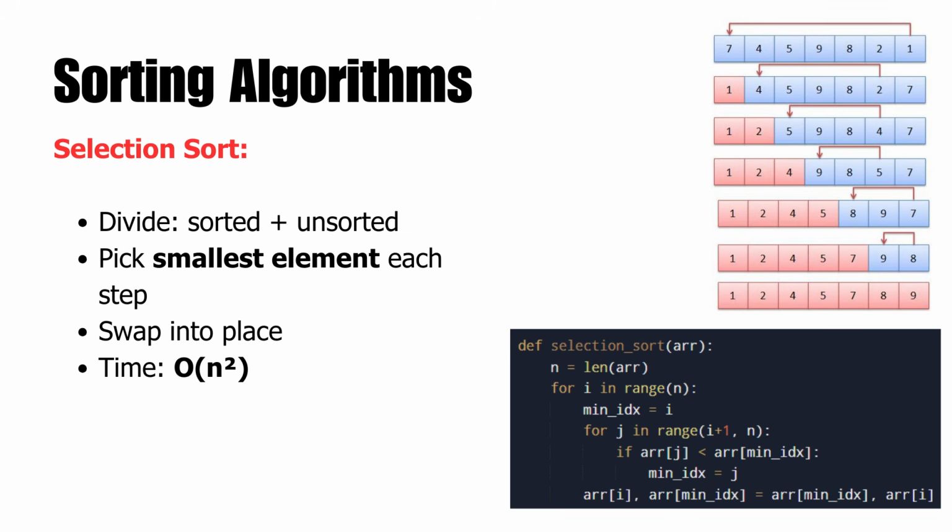Next, we have selection sort. This algorithm divides the array into two regions, sorted and unsorted. Initially, the sorted region is empty, and the unsorted region contains the entire list. At each step, the algorithm finds the smallest element in the unsorted region and places it at the end of the sorted region by swapping it with the first element of the unsorted region.